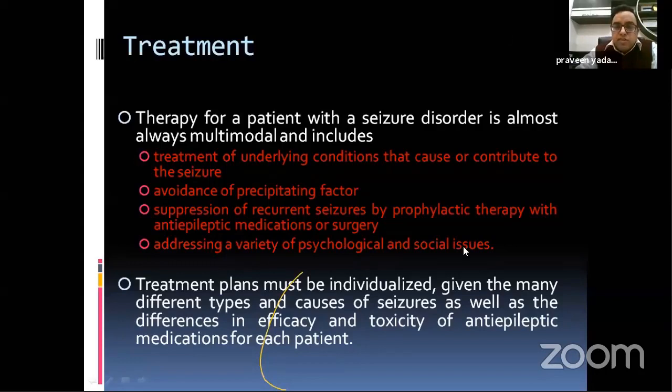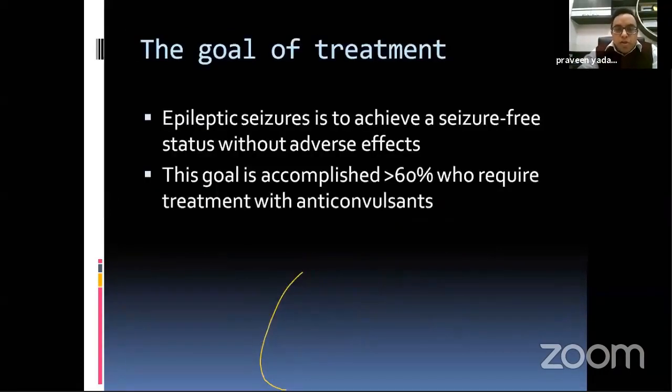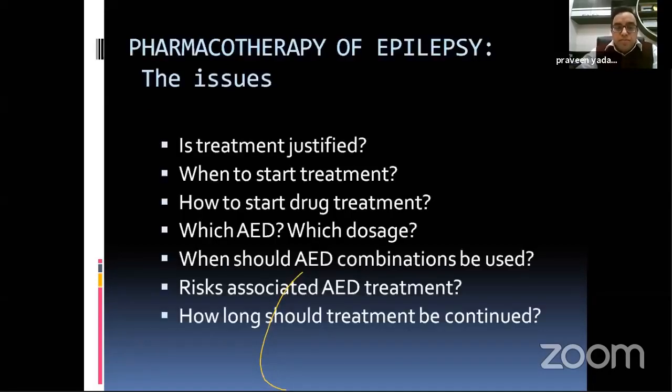Now there is no fixed, blanket treatment plan for patients. It has to be individualized depending on the type of seizures, the number of epileptic attacks, the comorbid conditions of the patient, the age of the patient, and other medications that the patient is taking. So everything has to be taken into account when you start the treatment. The goal of the treatment is to prevent the seizures and make the patient seizure free without any adverse effect of the medication. And usually in 60% of the patients, we can achieve this goal. In the rest of the patients, it may be difficult, and then we have to add medications, etc.